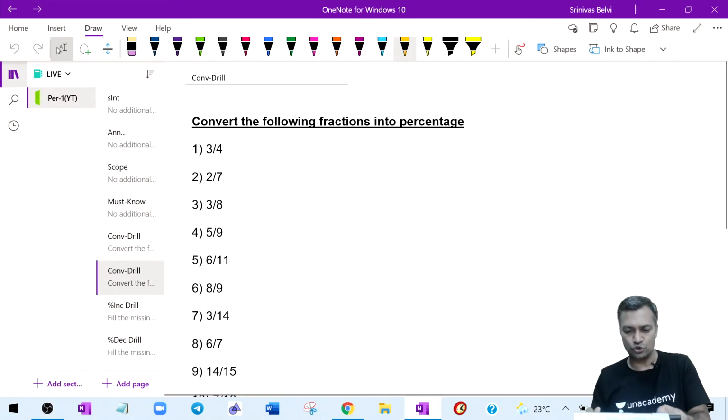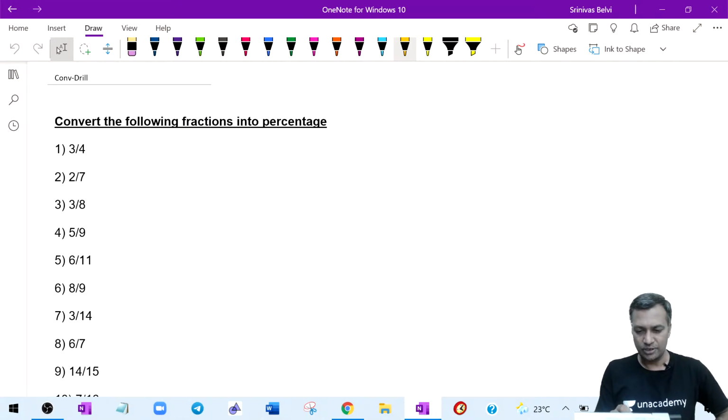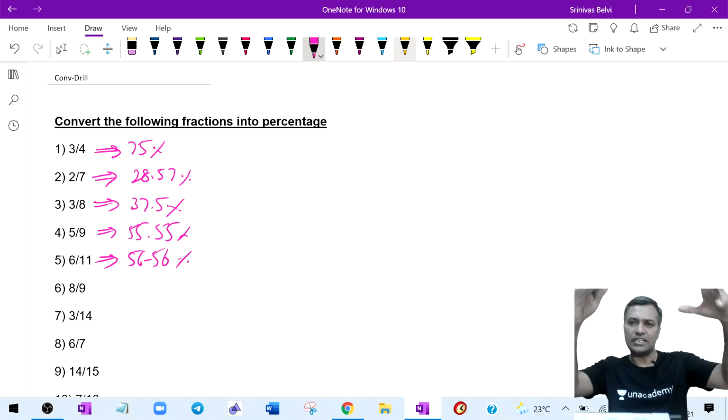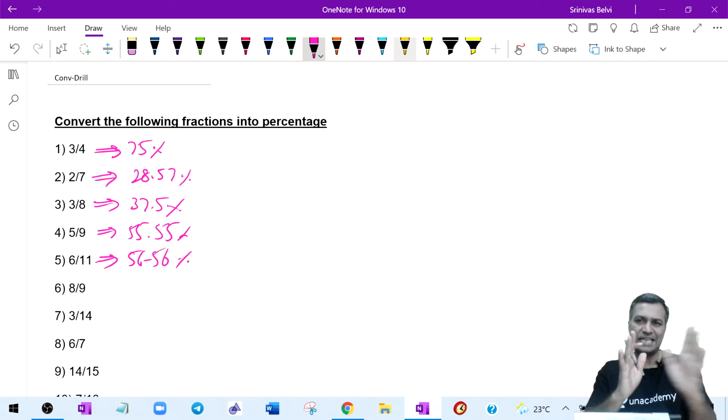Reverse also should be true. If you see 3 by 4, you should be quickly able to write it as 75%. You see 2 by 7, you will be quickly able to write it as 28.57%. You see 3 by 8, you should be quickly able to write this as 37.5%. You see 5 by 9, you should be able to write 55.55%. And 56.56%, like this. So the reverse drill also we should be comfortable with. Either way, those are the drills.